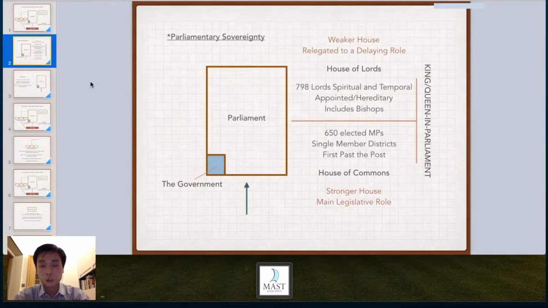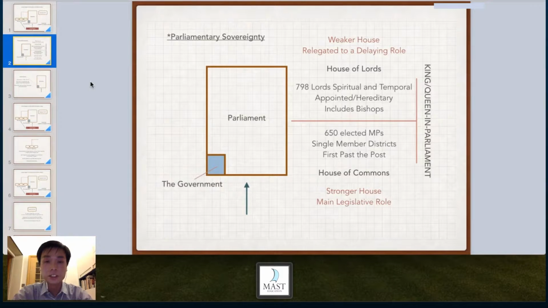The first term I want to introduce for Parliament is parliamentary sovereignty. What this means is that in the UK, Parliament is supreme. Technically, in theory, it can do anything it wants. So if Parliament wants to pass an act and basically kick someone out of the UK, it can do that. If it wants to change someone's name, it can do that. If it wants to kill someone, it could do that in theory.